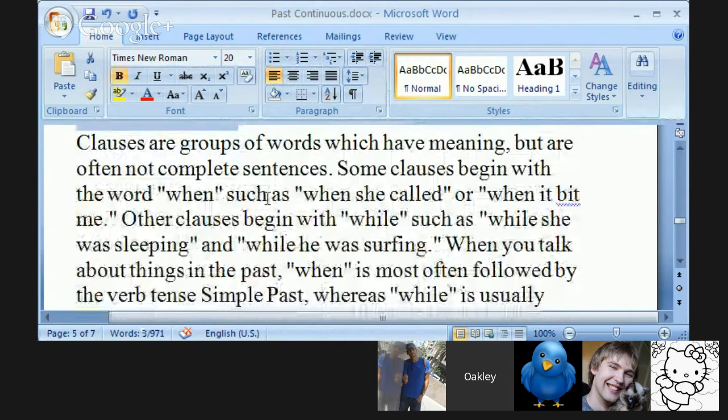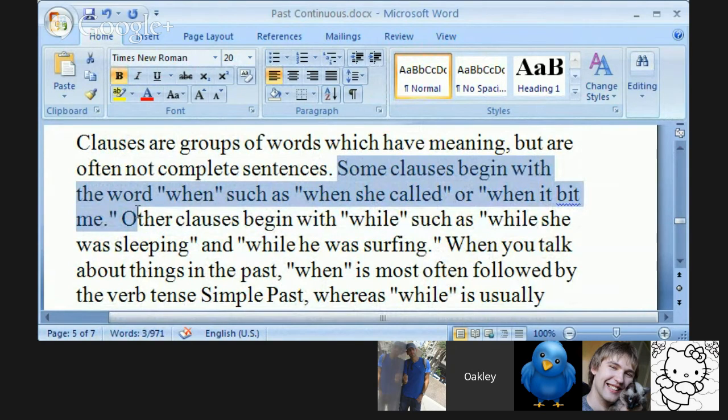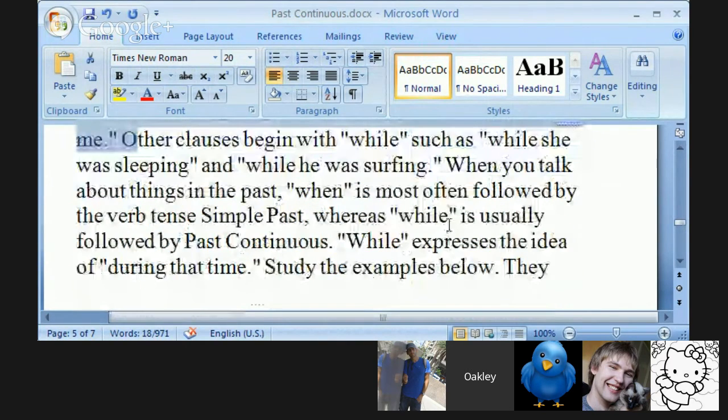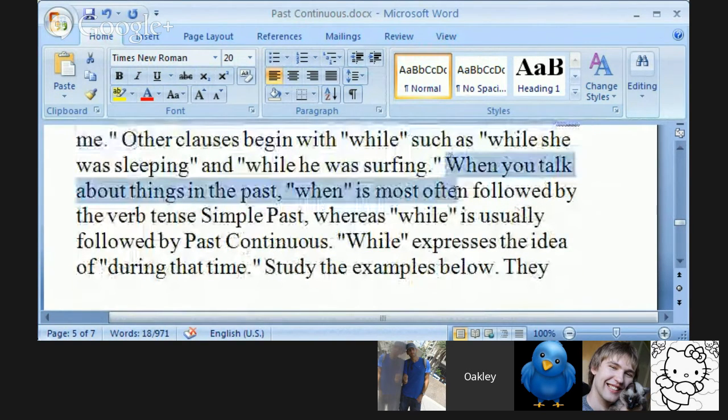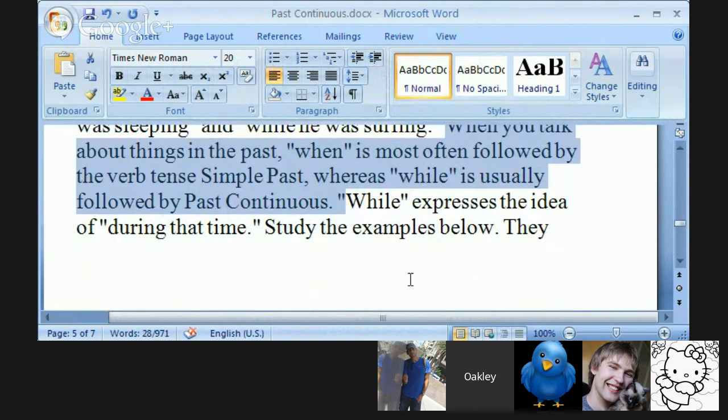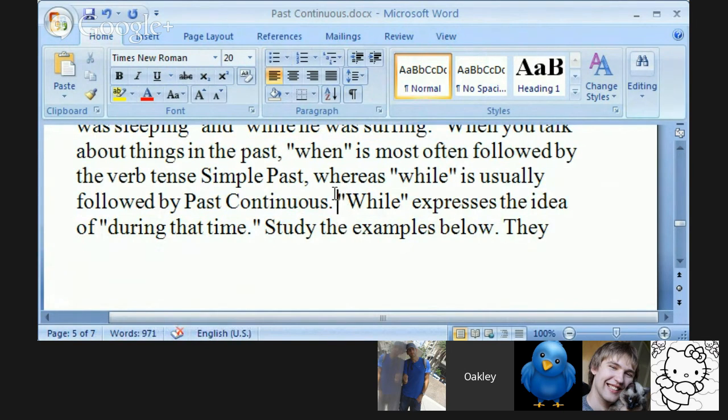All right, here we go. While versus when. Clauses are groups of words which have meaning, but they're not complete sentences. Some clauses begin with the word when, such as when she called or when it bit me. Other clauses begin with while, such as while she was sleeping, while he was surfing. When you talk about things in the past, when is most often followed by the verb tense simple past, whereas while is usually followed by past continuous. Okay, so there it is. It says usually, not absolutely always, but normal cases.